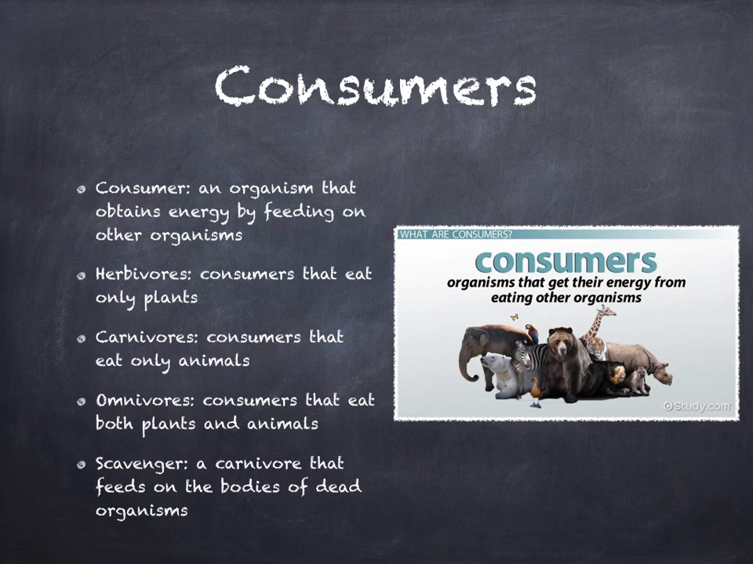Consumers that eat only animals are carnivores. Wolves, walruses, and snakes are some examples of carnivores. Consumers that eat both plants and animals are omnivores. Crows, bears, and humans are omnivores. Some carnivores are scavengers. A scavenger is a carnivore that feeds on the bodies of dead organisms. Scavengers include catfish and vultures.